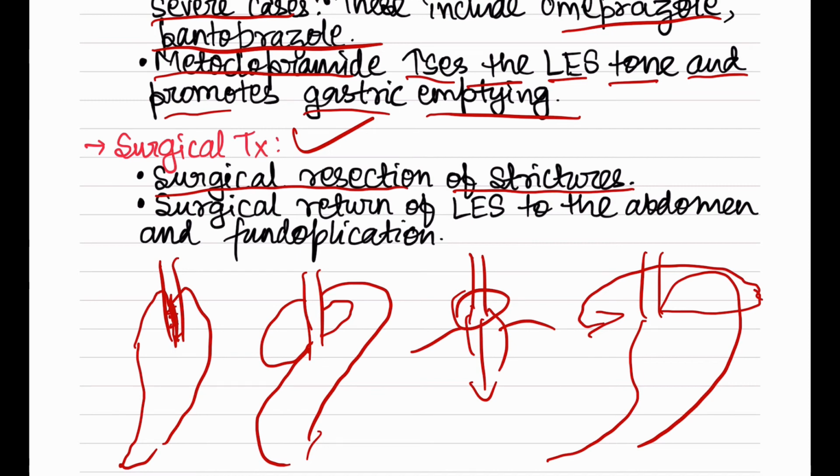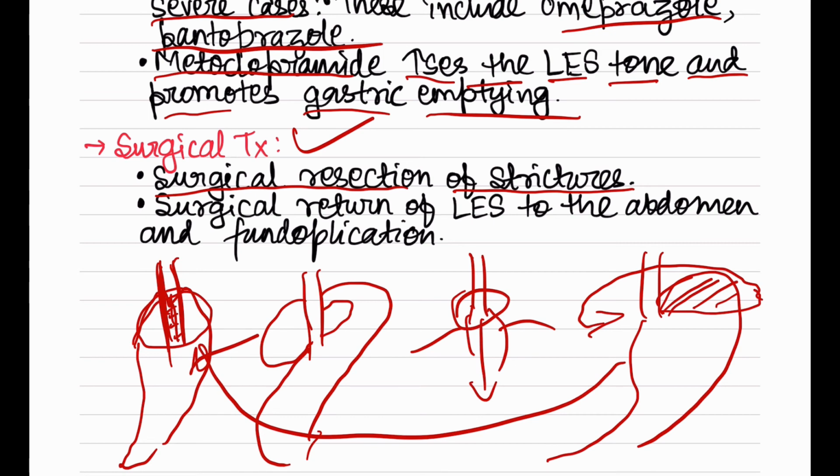So in fundoplication, the upper curve of the stomach is wrapped around the esophagus and sewn into place so that the lower portion of the esophagus passes through a small tunnel of the stomach muscle. As you can see here, the esophagus is passing through a small tunnel which is formed basically by the stomach. We have wrapped the upper part of the stomach, that is basically the fundus area, around the esophagus to form this canal. So this is the process of fundoplication.